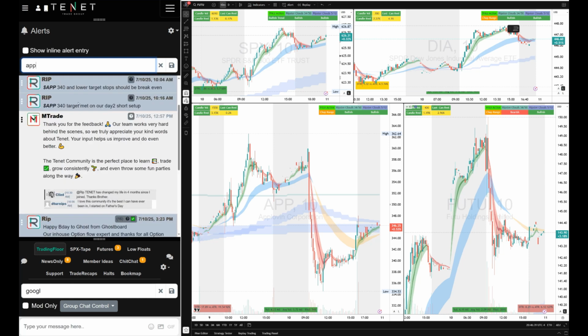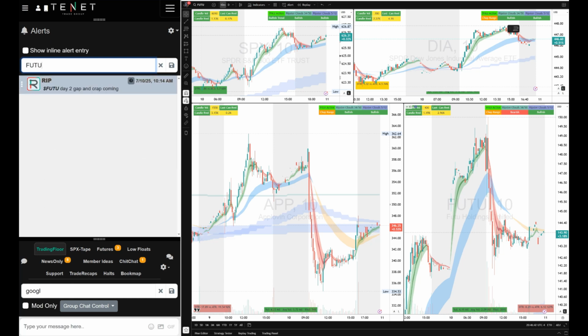APP, beautiful setup, and next one was FUTU. Day two, gap and crap, right? I told the traders, gap and crap, gap and crap. So you see how you trade the day two setups.